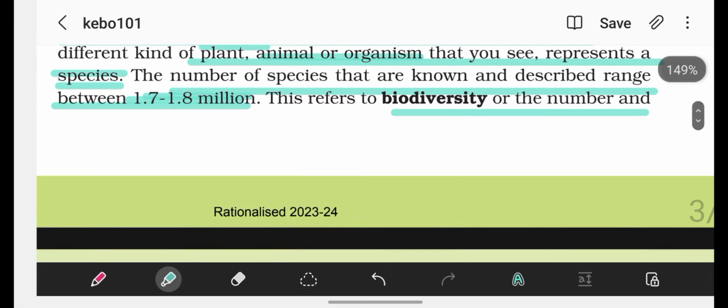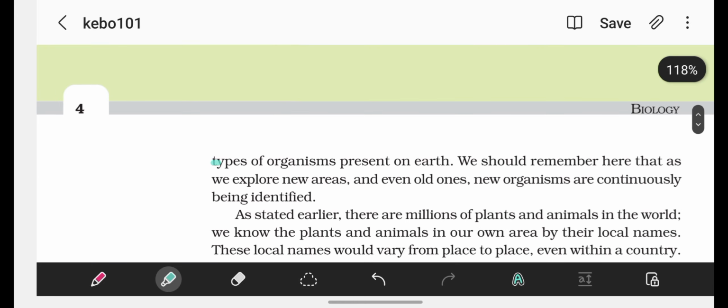Biodiversity is referred to as number of types of organism present on earth.